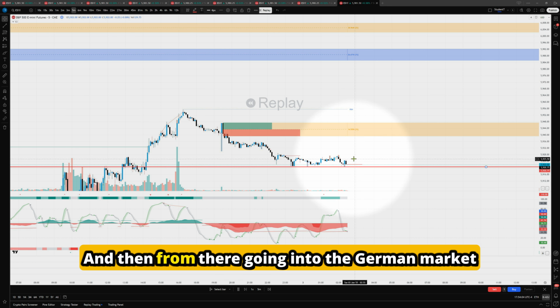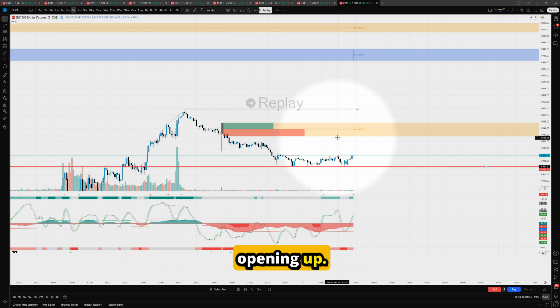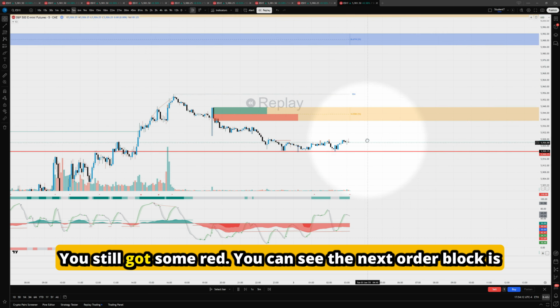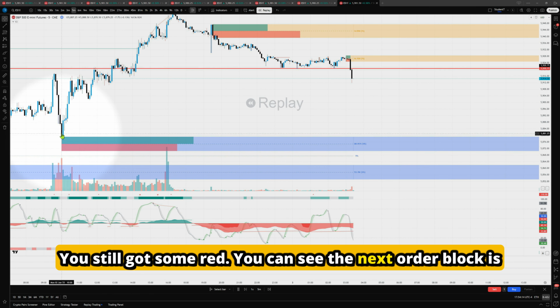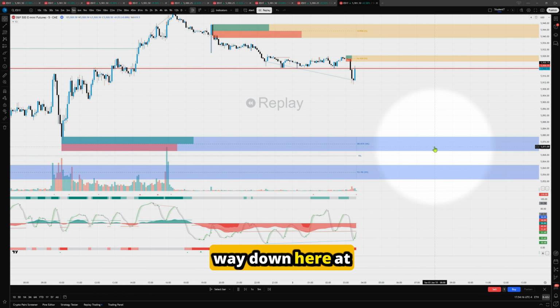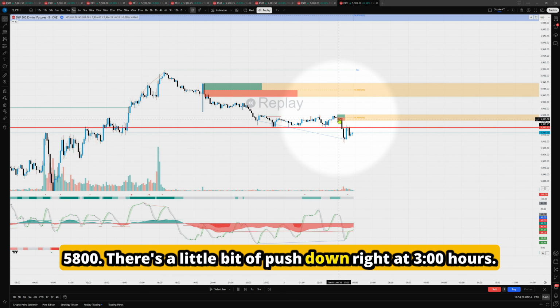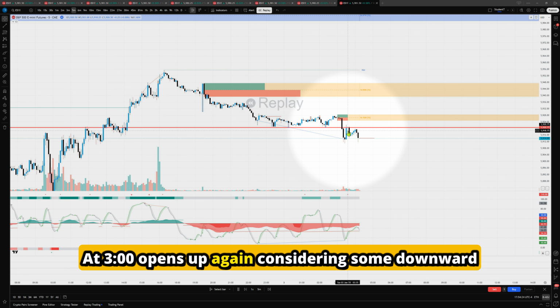And then from there, going into the German market opening up, you still have this nice order block down up here. You still got some red. You can see the next order block is way down here at 5,800. There's a little bit of push down right at the 3 o'clock hour. The 3 o'clock opens up, again considering some downward pressure.